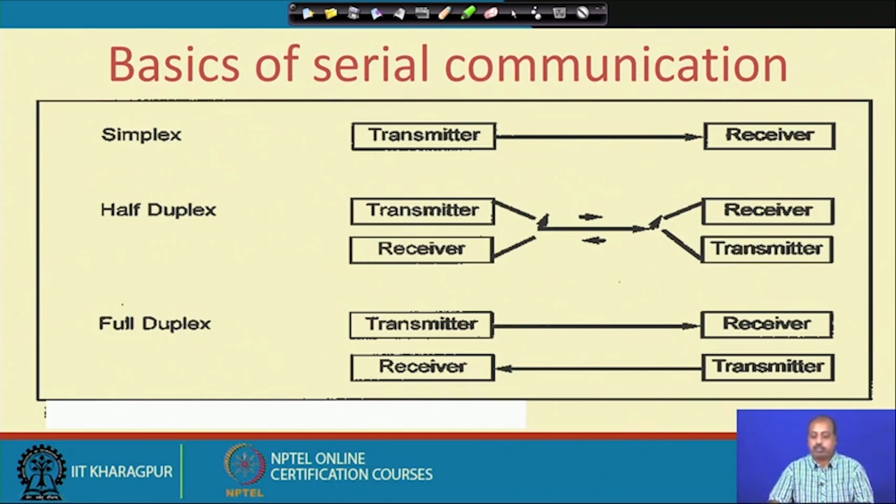On the other hand, in case of full duplex, we have separate transmission and receiving lines. So, transmission can take place in both directions simultaneously. So, that is a full duplex type of communication.